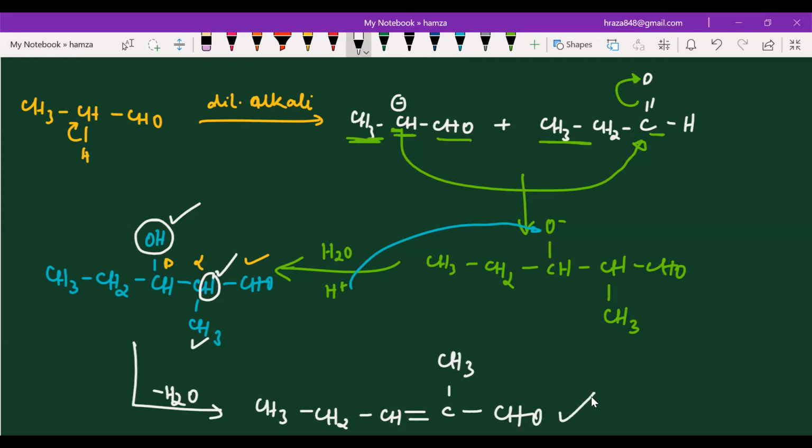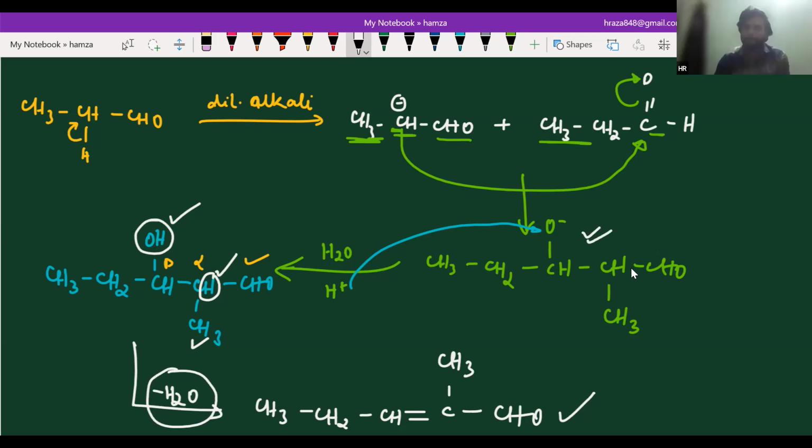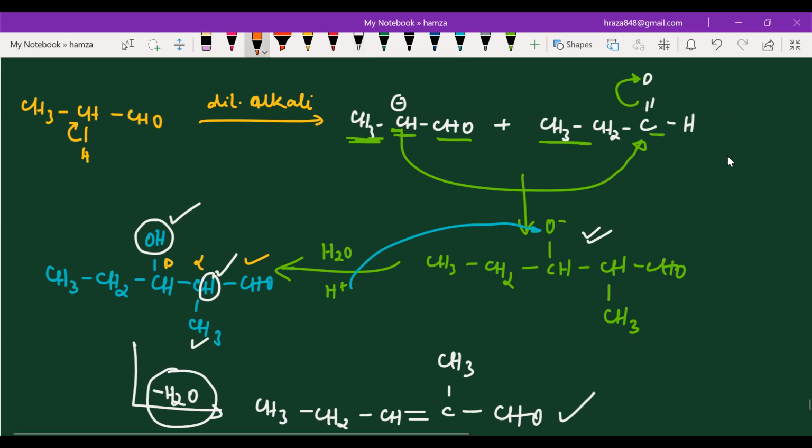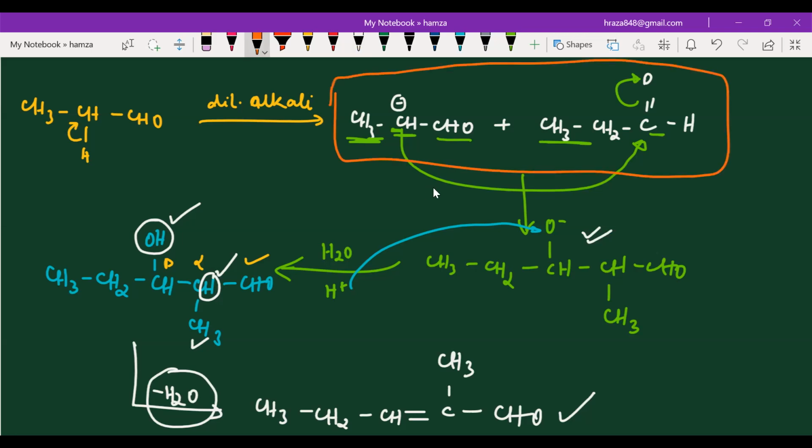Sir, how did you do the second step? This minus H2, are you talking about this one? Yeah, that one. Yes, sir. See, are you comfortable up to this part? Yes, sir. Okay. Now see what happens.